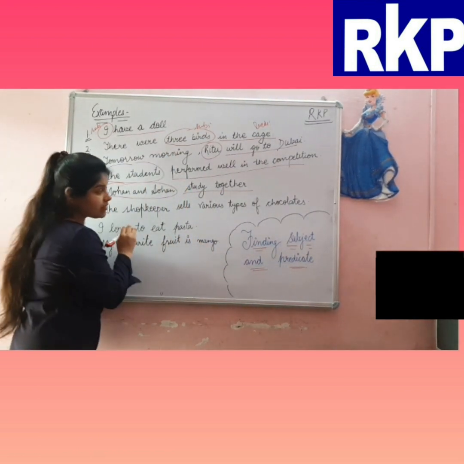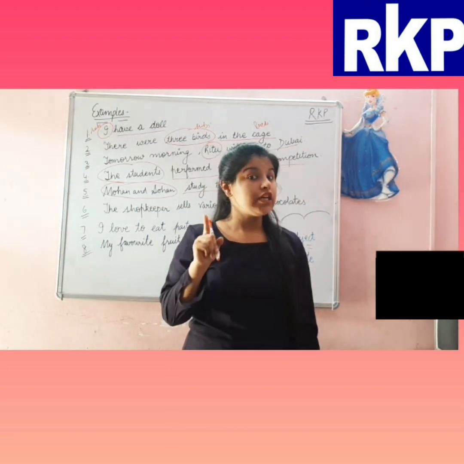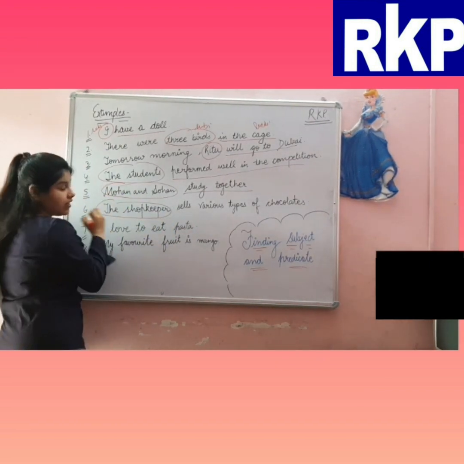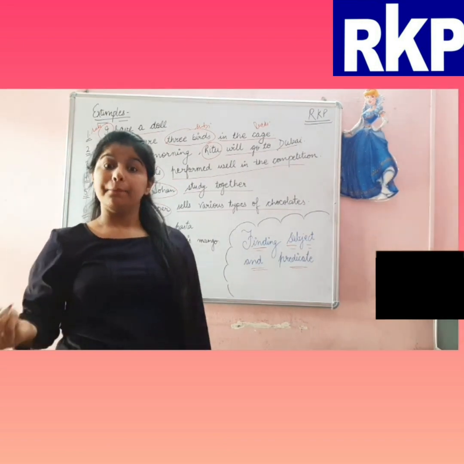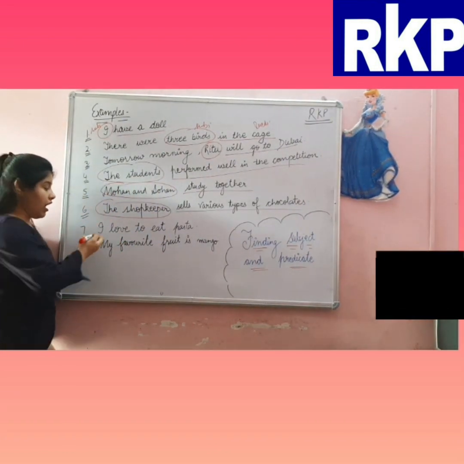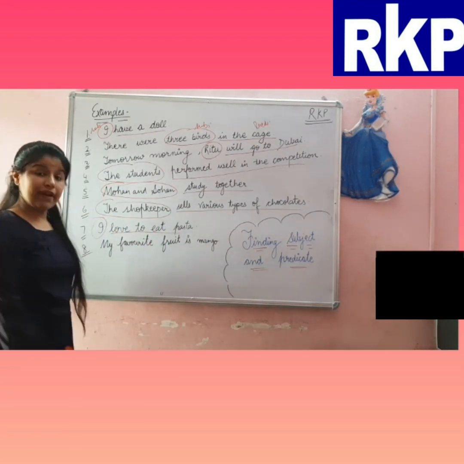Next, the shopkeeper sells various types of chocolates. About whom we are talking? Shopkeeper. So, the shopkeeper is subject. Sells various types of chocolates is predicate. Okay. I love to eat pasta. Here I, subject. Love to eat pasta, predicate.